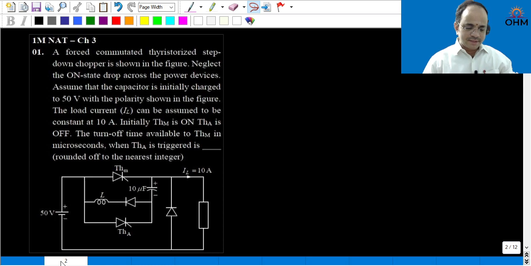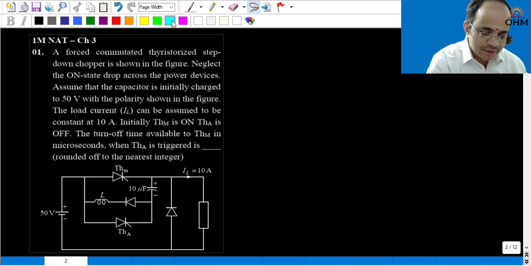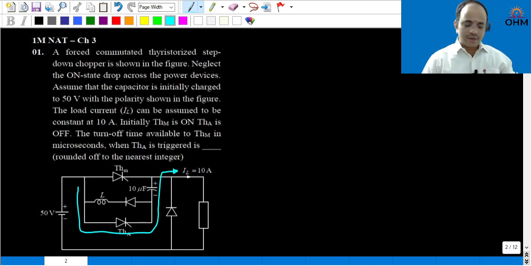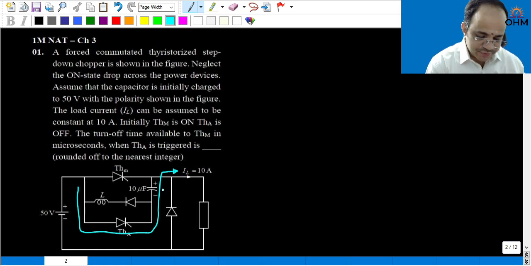Now, by seeing this circuit, whenever this auxiliary thyristor is turned on, the current direction will be like this, right? Therefore, in this process, constant current is flowing through the capacitor. Then what happens? Capacitor voltage will try to charge from the source voltage. The initial value is given as the source voltage, therefore you can also say that it goes from minus VDC to plus VDC.